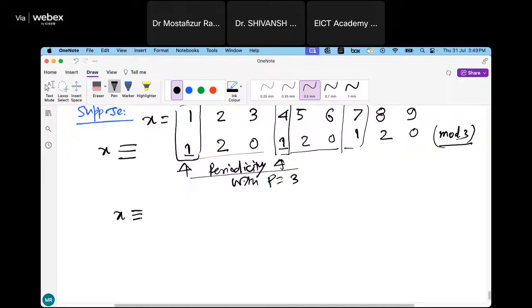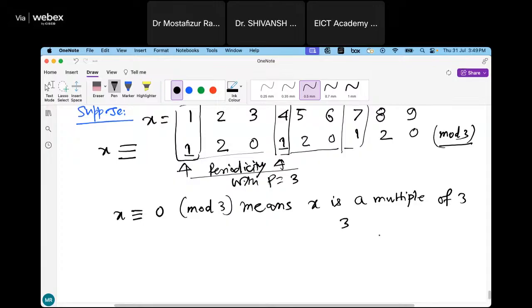X equals 0 modulo 3 means x is a multiple of 3. You see all the numbers 3, 6, 9. So if the remainder is 0 with modulo 3, that means x is a multiple of 3, right? So you can write all those x as 3k, right? So I'll write it later.